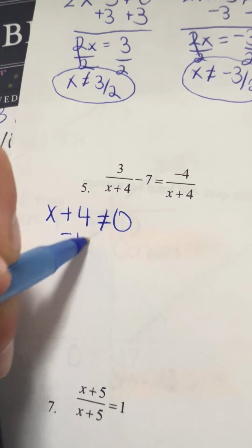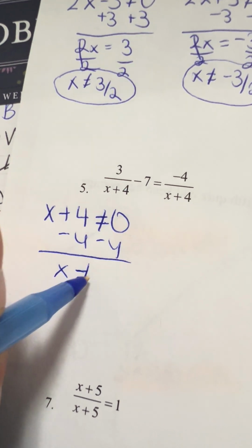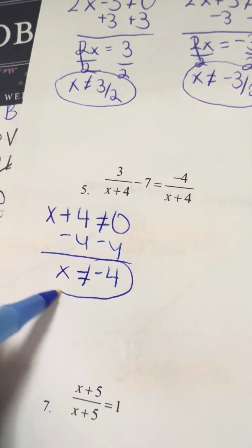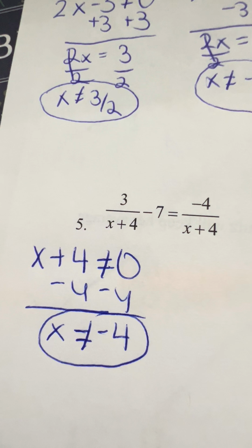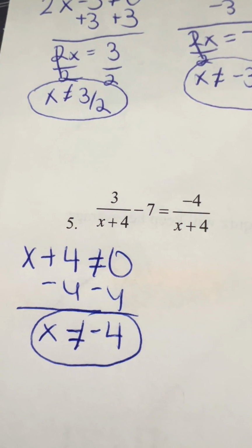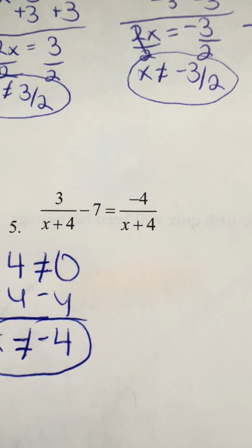So I'm going to subtract 4, and then that's going to give me x does not equal negative 4. So we cannot have a negative 4 in there for x. So that is the only constraint that I have in this problem, because those are the only two fractions, and they're both the same denominators.